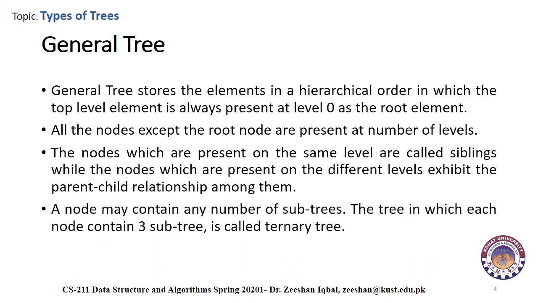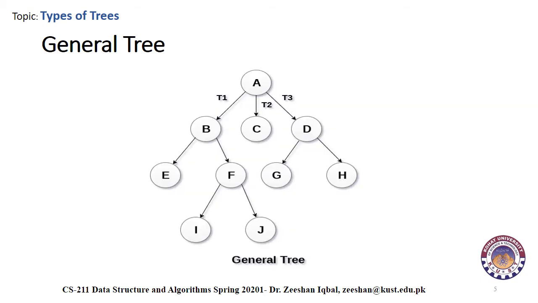A node may contain any number of subtrees and any number of children. The tree in which each node contains 3 subtrees is known as a ternary tree. The diagram shows a general tree in which we can see that there is no restriction on the number of children. A has 3 children while B has 2 children, and I, J have no child. Even a single node can be defined as a general tree. In general trees, there is no limitation on the number of children.